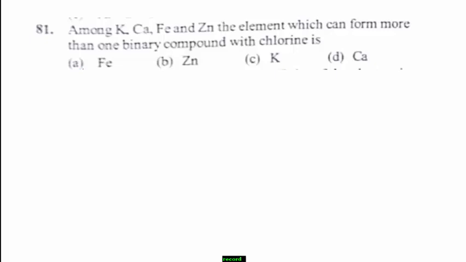Remember, iron itself can form more than one binary compound with chlorine, because Fe shows two oxidation states, plus 2 and plus 3. Here iron shows plus 2 and plus 3 oxidation states, so it can form either FeCl2 or Fe2Cl3.